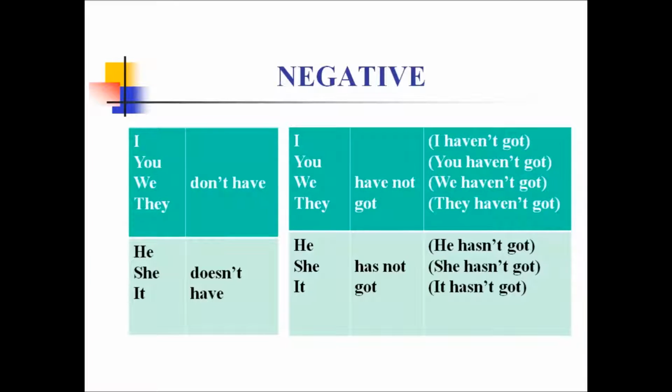Okay, for have got or has got, you say I have got, but the negative form is I have not got. Or you can say I haven't got, you have not got. Or you can say you haven't got, they have not got. Or you can say they haven't got.